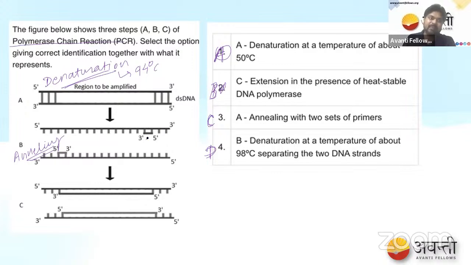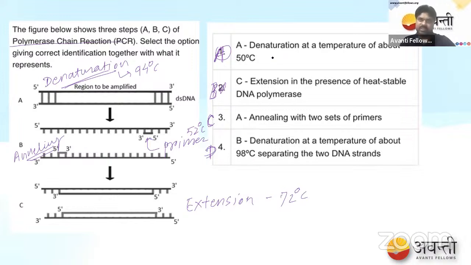एनेलिंग में क्या होगा? प्राइमर विल ऐड. ठीक है, सो हियर यू कैन सी दीज आर द प्राइमर्स. ओके, सो यहाँ पर प्राइमर को ऐड किया जाएगा एंड दिस प्रोसेस हैपन ऑन द 52 डिग्री सेल्सियस. ठीक है, नेक्स्ट स्टेप इज द एक्सटेंशन प्रोसेस. ये रहेगा एक्सटेंशन. ओके, एंड दिस एक्सटेंशन हैपन ऑन द 72 डिग्री सेल्सियस.